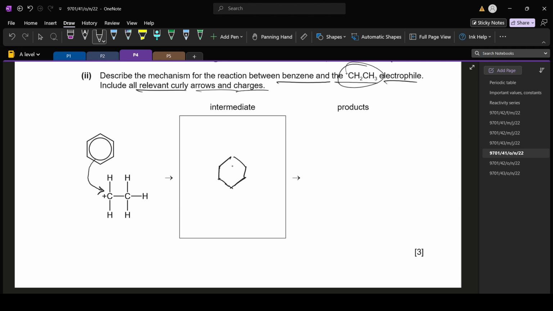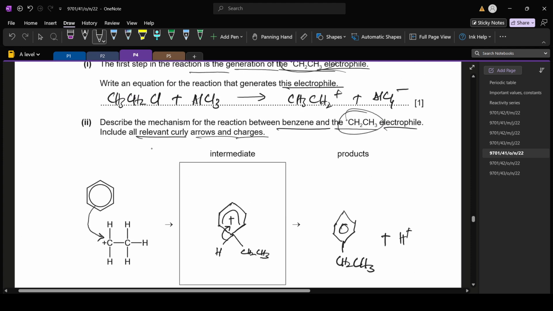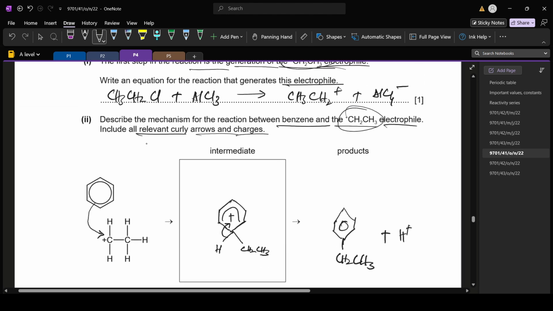The structure of the intermediate will be like this, with H and CH2CH3, and then this hydrogen will donate its electrons and form an H plus ion. So the final structure is going to be like this: CH2CH3 plus H plus. So this is your final answer, this is your mechanism. You have to remember these mechanisms.